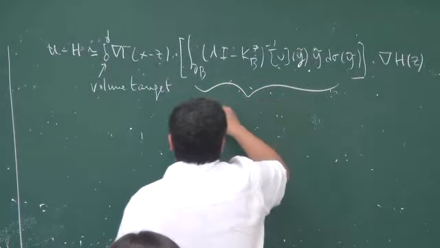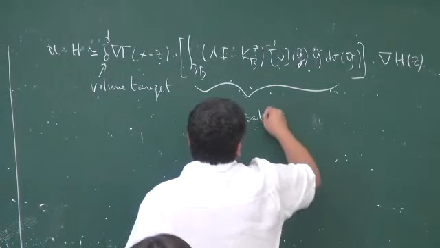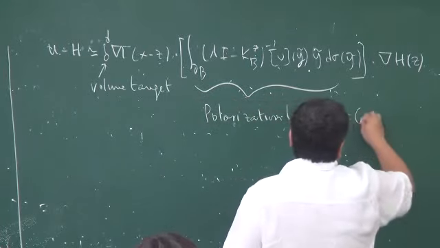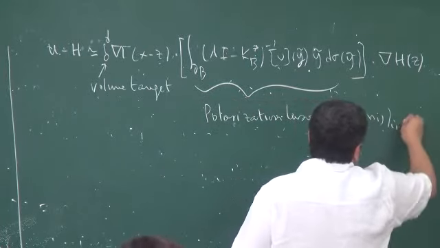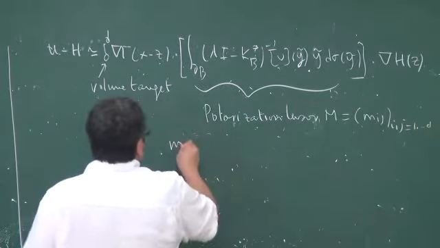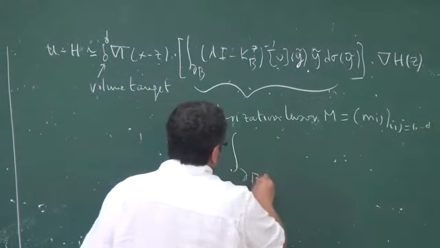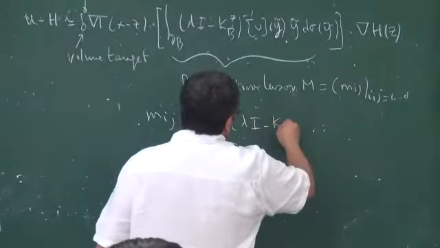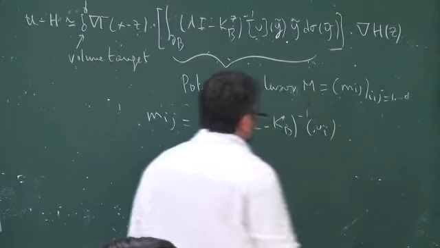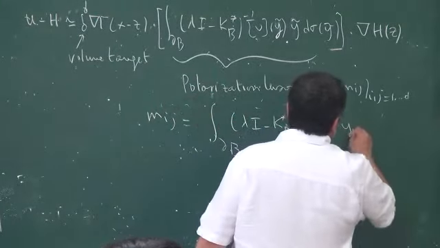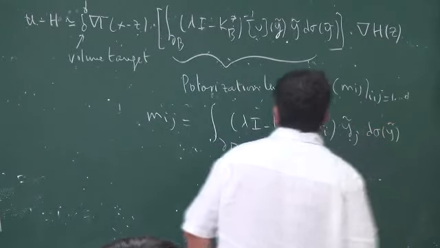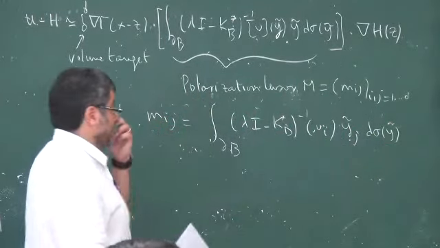This one I will call the polarization tensor. It's a matrix called M. Its entries are M_ab. It's a d by d matrix, and M_ab is nothing else than the sum on dB of lambda a minus kb star minus 1 of the a component of nu and b component of y, d sigma y. This is a d times d matrix.